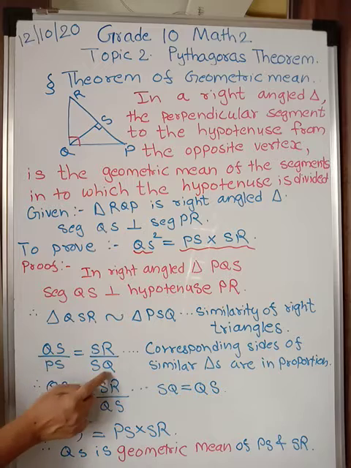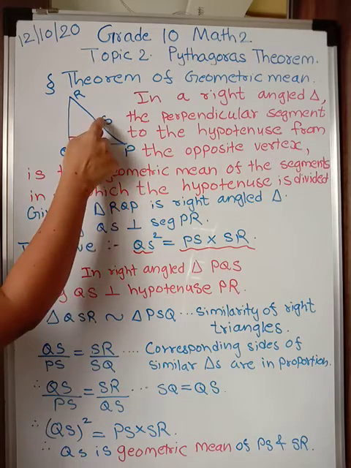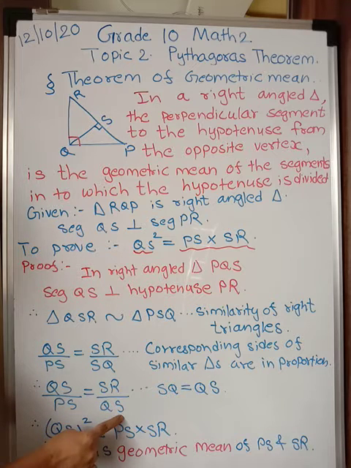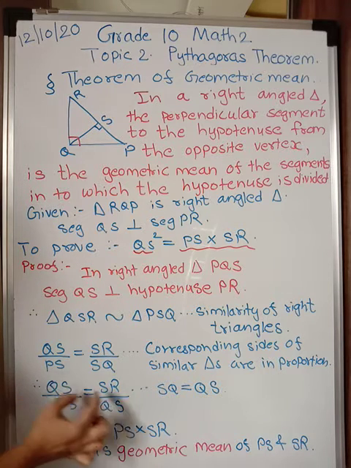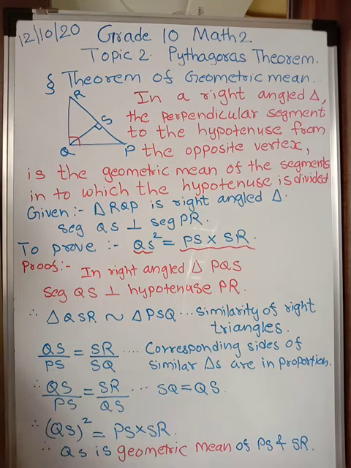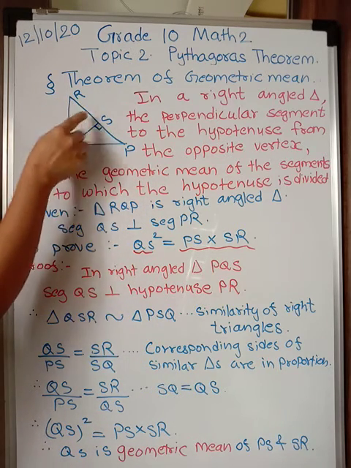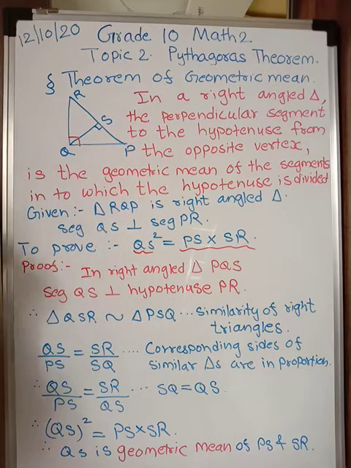Then you can write QS upon PS is equal to SR upon SQ. Now QS and SQ is one and the same, so for SQ I can write QS. Now if I cross multiply, I get QS into QS is equal to PS into SR. So QS square is equal to PS into SR. And once you get this, then you can say that QS is geometric mean of PS and SR. These are the two segments into which the hypotenuse is divided and it is equal to the square of this altitude drawn.